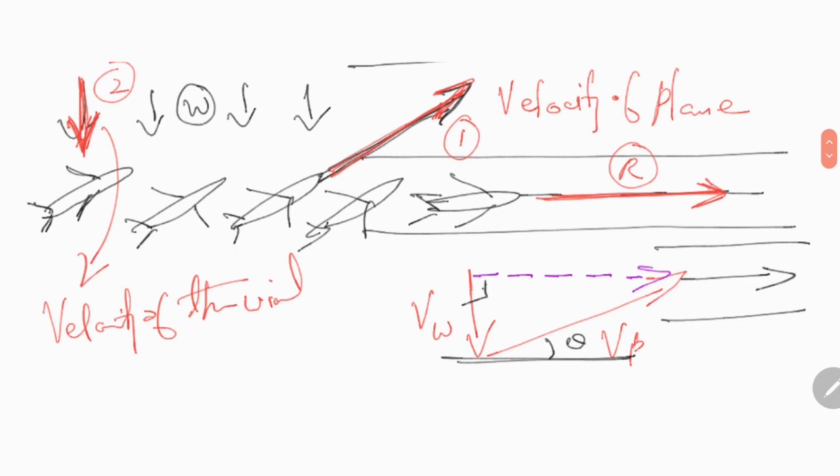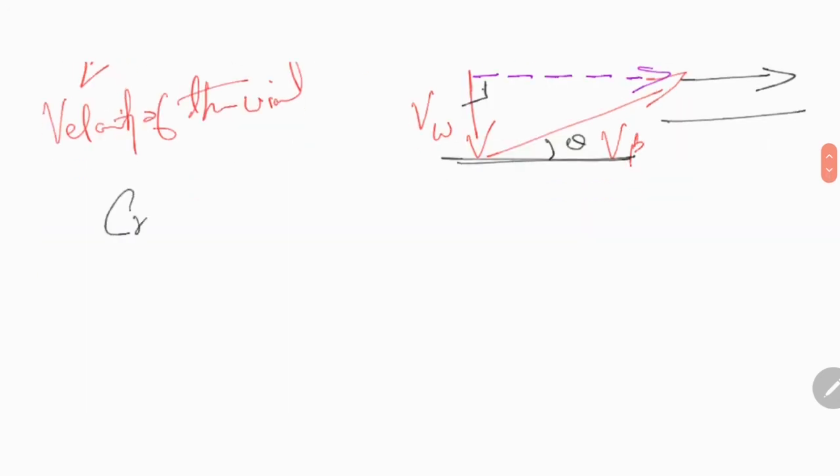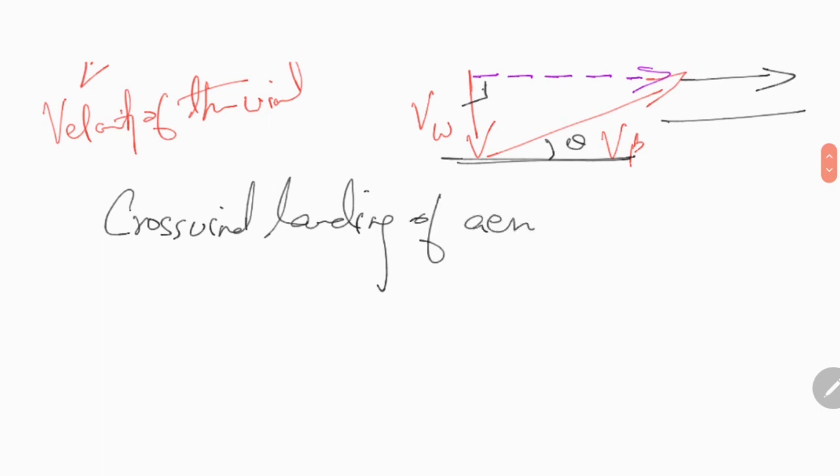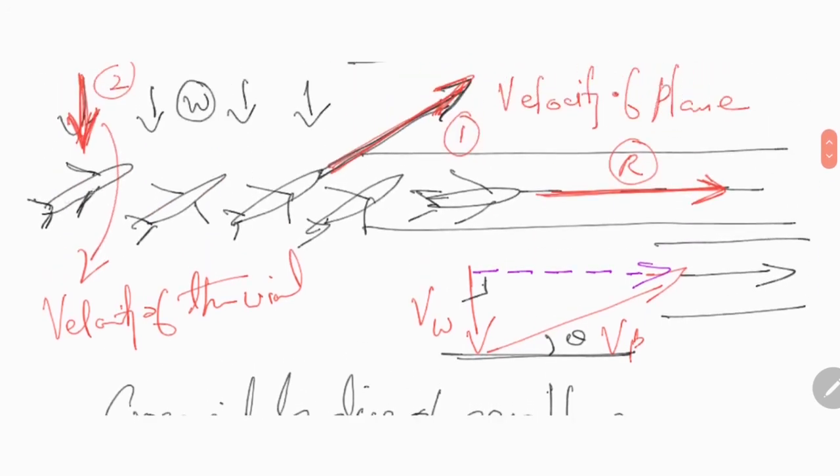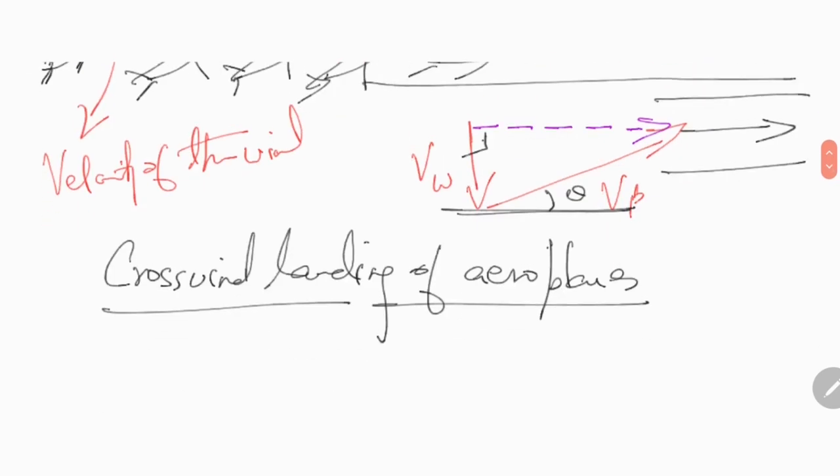That's all. So what I suggest is, please go to the internet and check a few videos on crosswind landing of aeroplanes. They're very interesting. You can see how the planes are totally oriented in a different direction, yet they are going straight and landing on the runway.